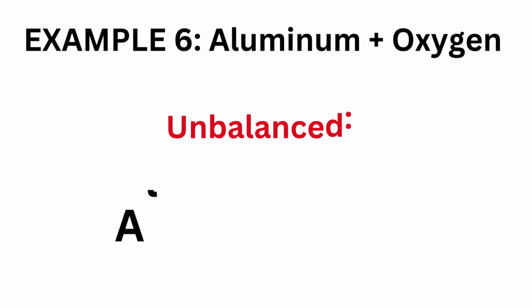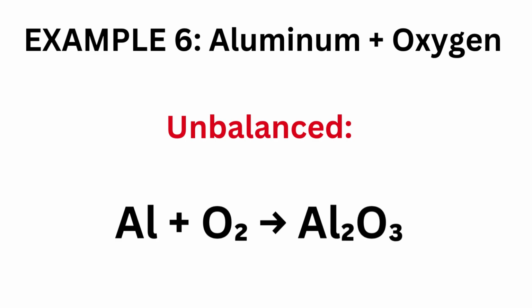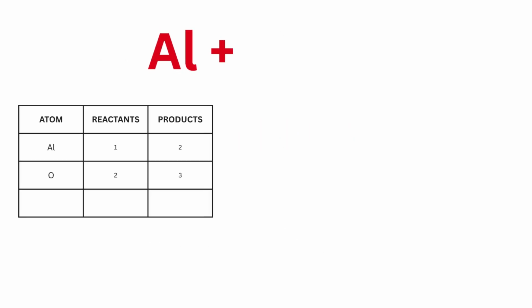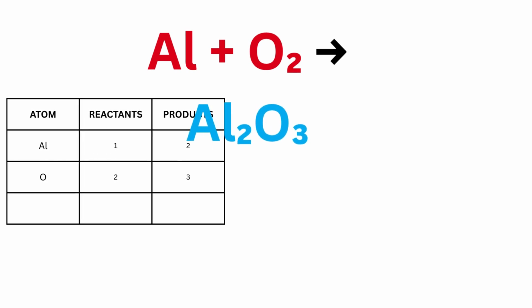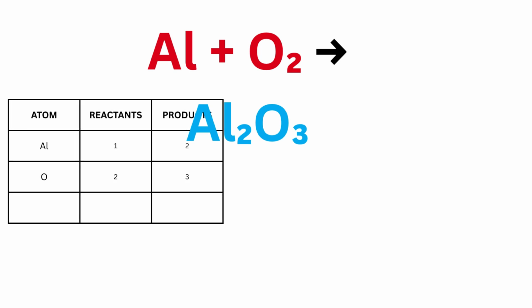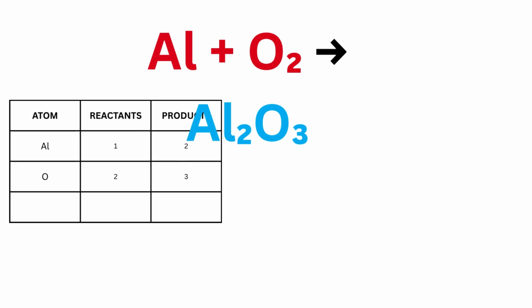For our sixth equation, we will balance a chemical equation of the reaction between aluminium and oxygen to form aluminium oxide. This equation is classified as a redox reaction because it involves electron transfer. As we can see in the table, neither aluminium nor oxygen atoms are balanced on both sides of the equation. Aluminium has 1 atom on the left side of the equation and 2 on the right.